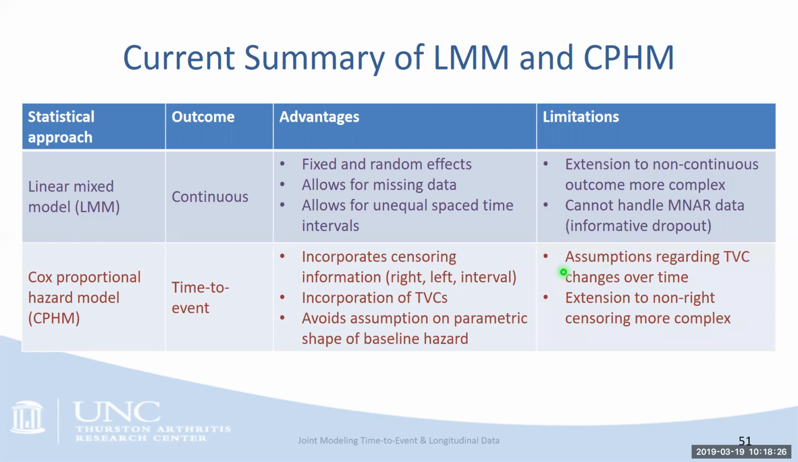And some limitations are the main ones that we touched upon at the end. Again, these assumptions that you have to make regarding a time-varying covariate as it changes over time. And then we didn't go too much into this, but extensions sometimes to non-right censoring, specifically interval censoring, might lead to more complex approaches.